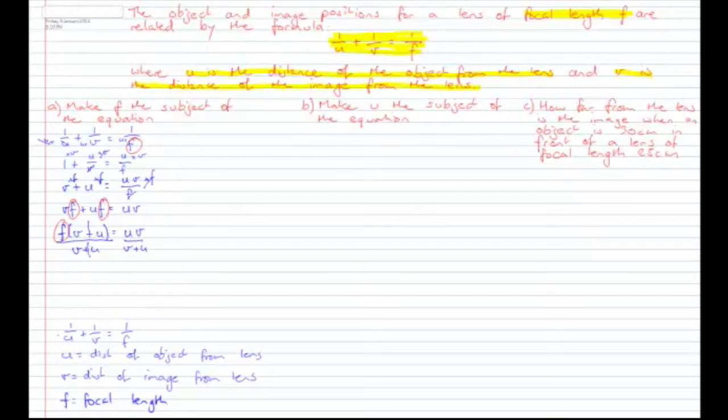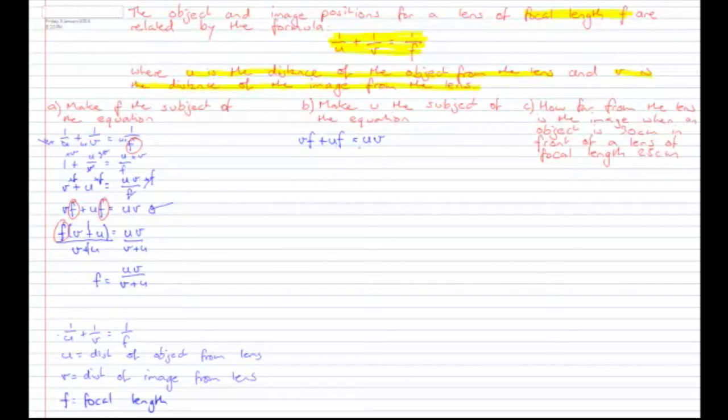These of course will cancel out, leaving us with f is equal to uv on v plus u. Right, the next part says make u the subject of the equation. Well, we've gone to all this hard work to get this stuff here where we don't have the fractions anymore. So let's actually use this equation from before. So we've got vf plus uf equals uv.